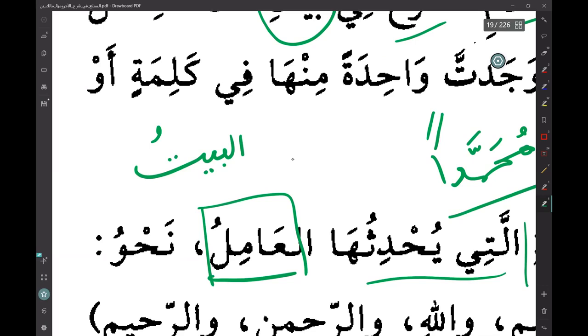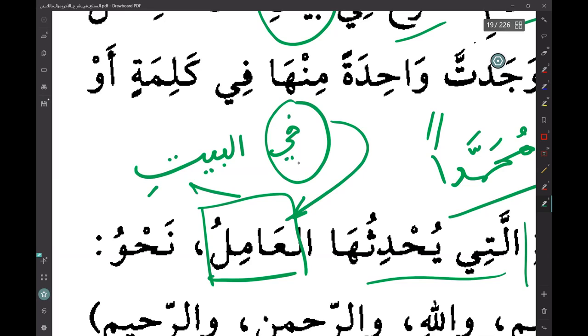So we have al baytu. But what happens when I say fi? What happens? Somebody help me out here. I added fi. What happens? Yes. So I have to automatically say fil baiti. Now the question is, why did you do that? Then the answer will be that fi is the amel of this. Yes, fi is harful jar, but fi is the one, the amil, the doer, the thing that is causing this to happen.